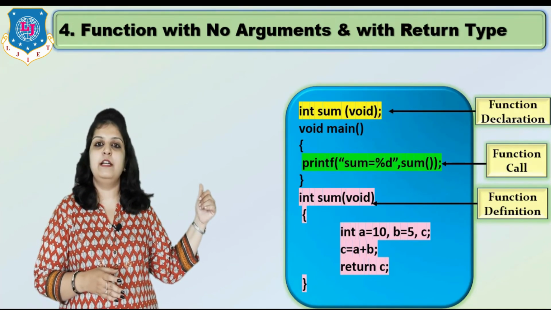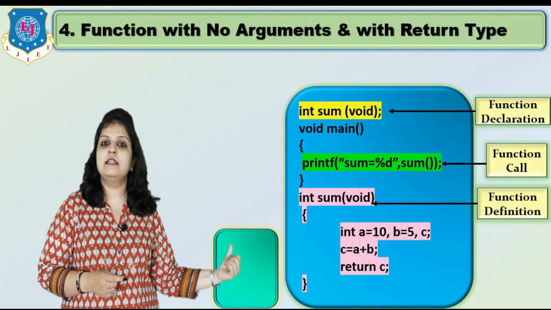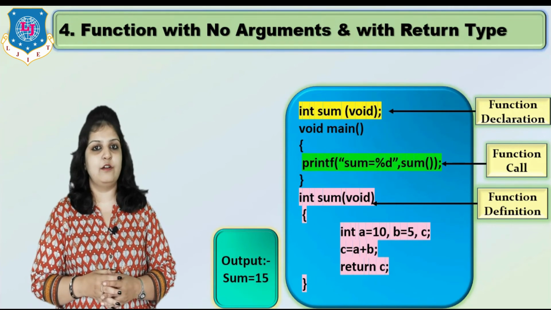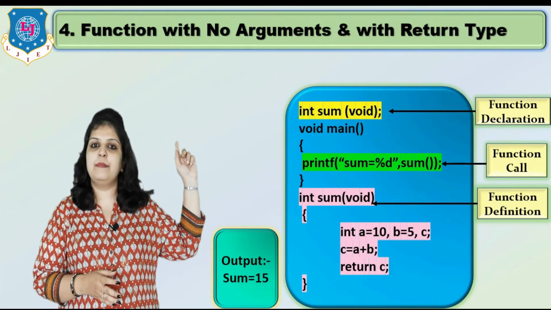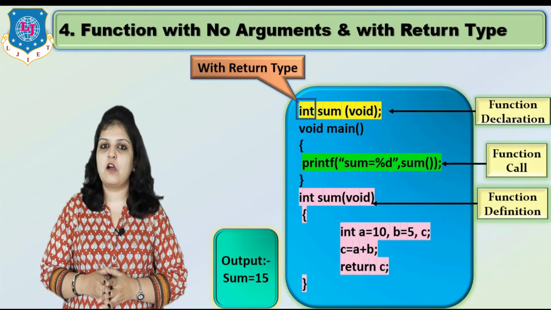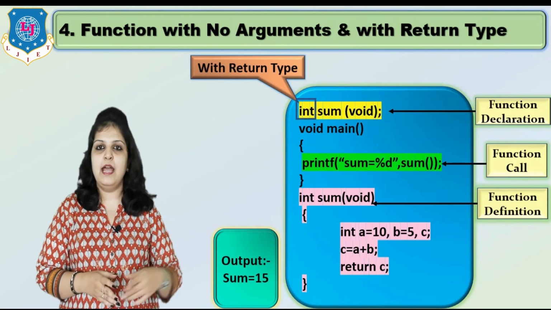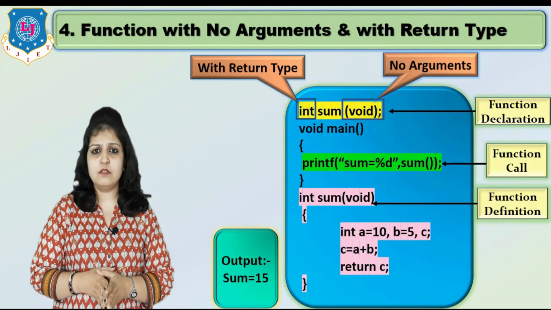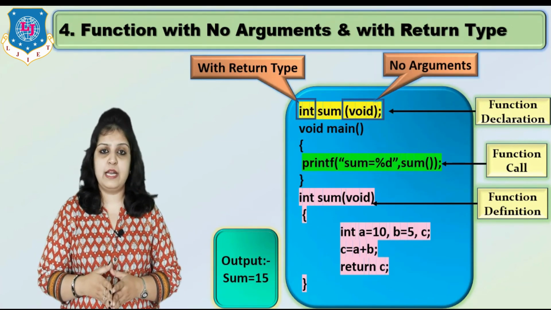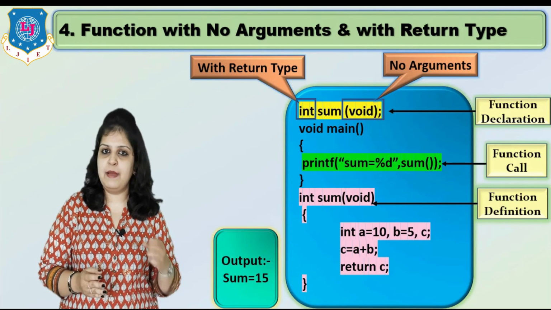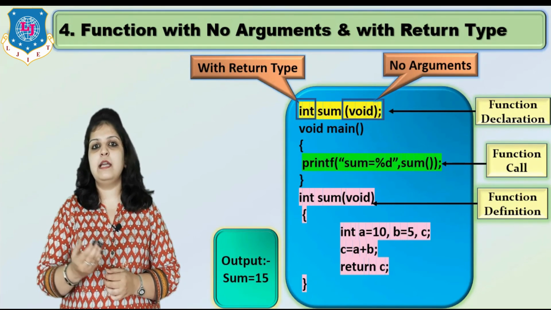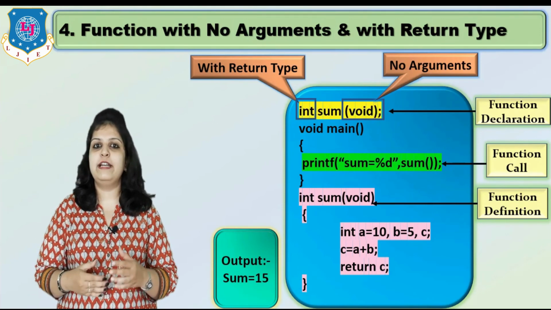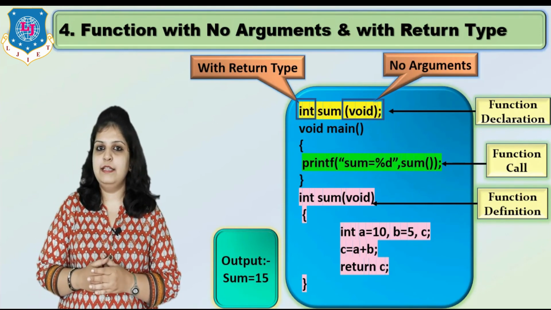So when this printf executes, our answer will be 15 and the output sum is equal to 15 we will get on the screen. And here I am writing integer, that's why it is called with return type, and no parameters, that's why no argument. So the same program you can write using any of the methods, but with argument and with return type is the appropriate method because data communication happens in this category.